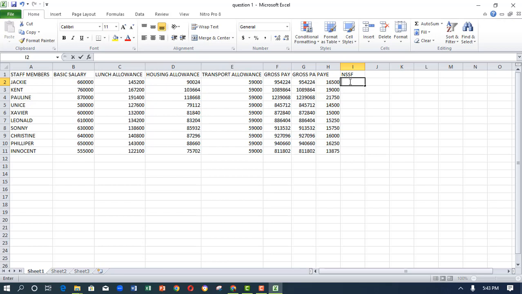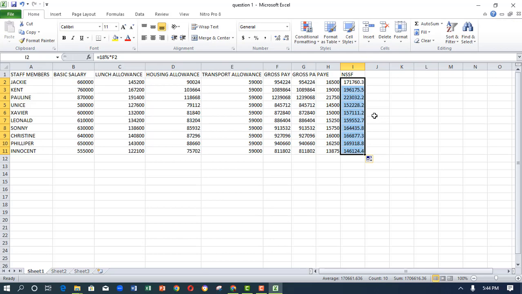Okay, so here I'm going to say equal sign 18% of the gross pay. So you click on our gross pay like that, then you press enter. We're going to get our answer, but remember I have to auto fill for the rest of the employees. Okay, like that, you save the changes. So that is the NSSF.